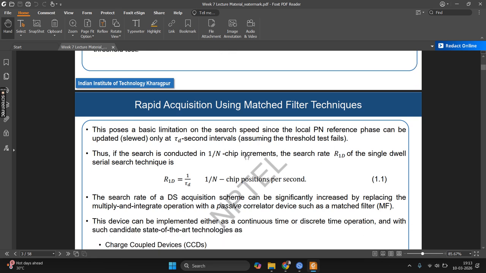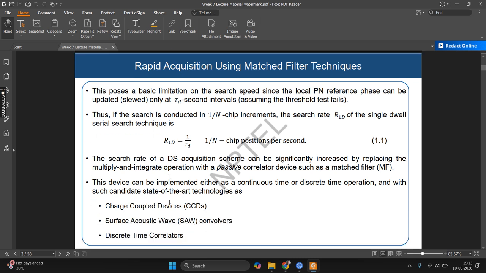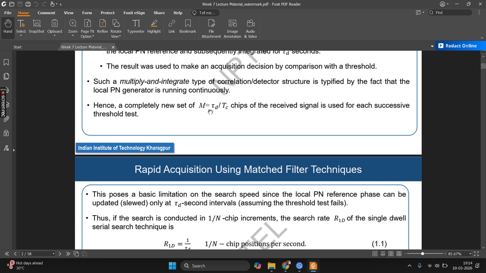Thus, if the search is conducted in 1 by n chip increments, the search rate of a single dwell search technique is 1 by n chip positions per second. So the search rate of a DS acquisition scheme can be significantly increased. Basically, at every 1 by n chip increment, at every tau d by tc time, it is generating a new set of PN sequence. That is the crux of this point.